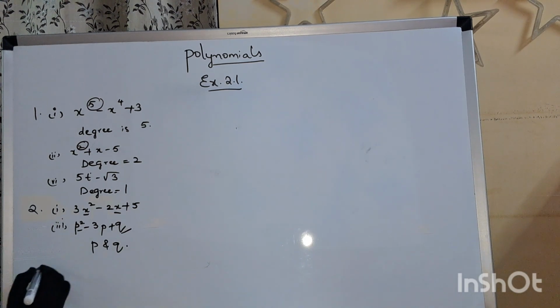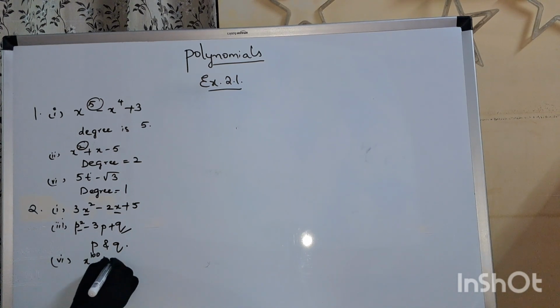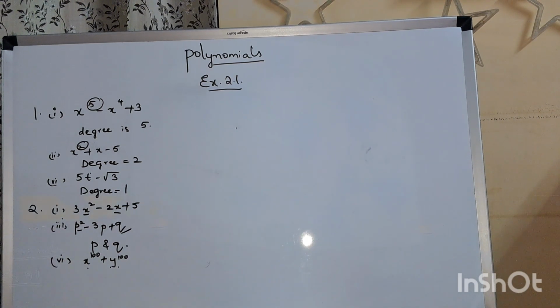So similarly you have to write. Let us take the last one, x power 100 plus y power 100. These two variables are different. So this expression has two variables and it is not a polynomial in one variable, right? Let us move to the next question.